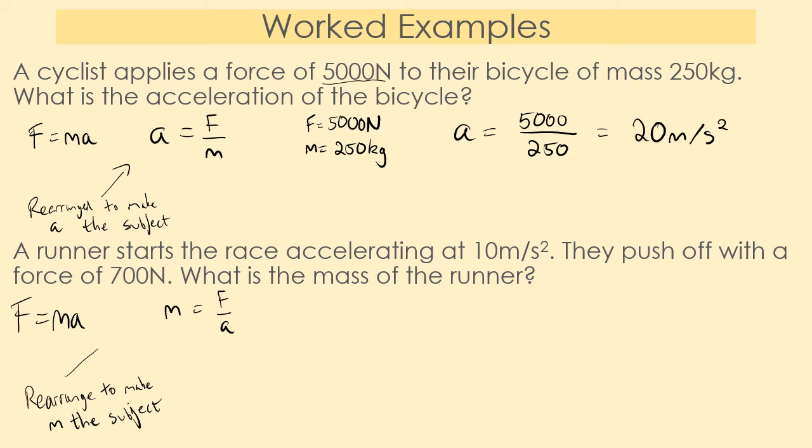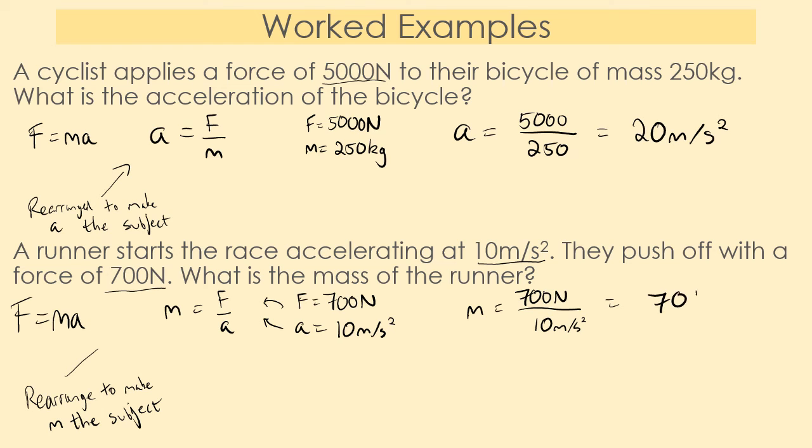Same thing, I'm going to work out what I've got. So my force is 700 newtons. My acceleration, got here, is 10 meters per second squared. And I can put them into my equation and get my mass is equal to 700 newtons divided by 10 meters per second squared. And that will give me 70 kilograms.